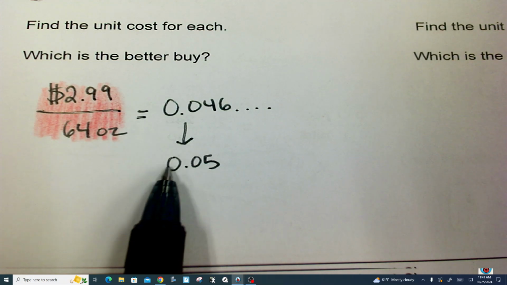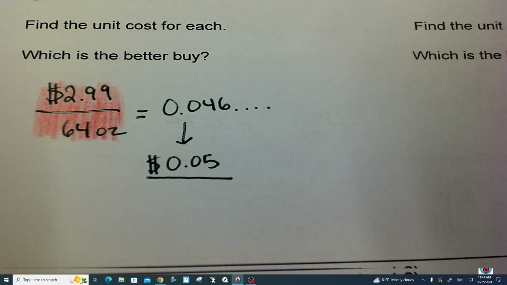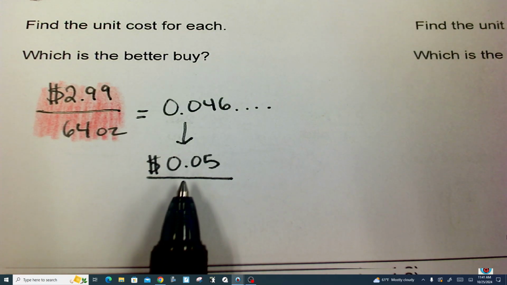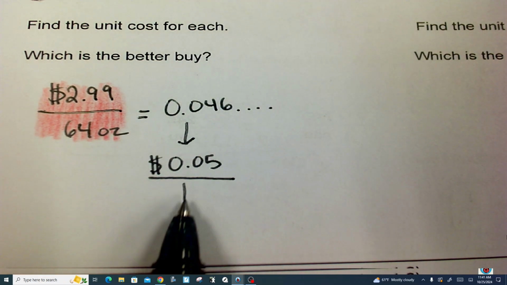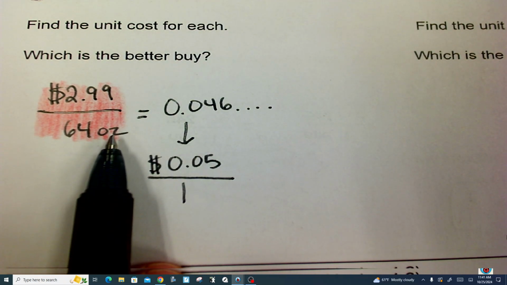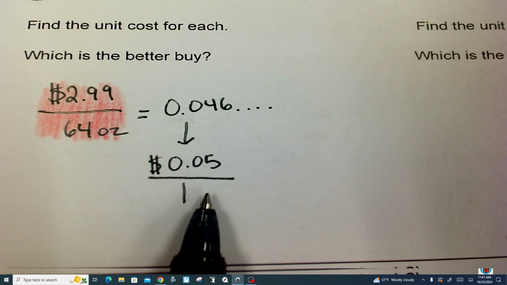So let's go slap our units onto it. So the dollar sign goes with this. That'd be the same as 5 cents. And then let's just show the 1 underneath it. That invisible 1 is able to graft onto the ounces, the size, right? So this would be 1 ounce.